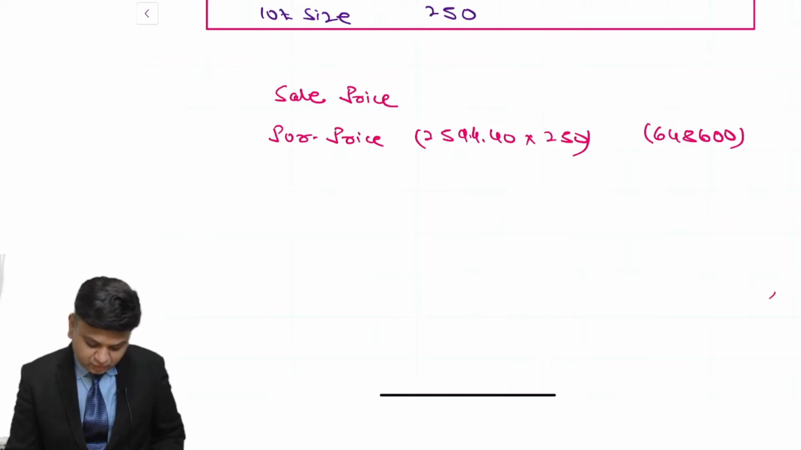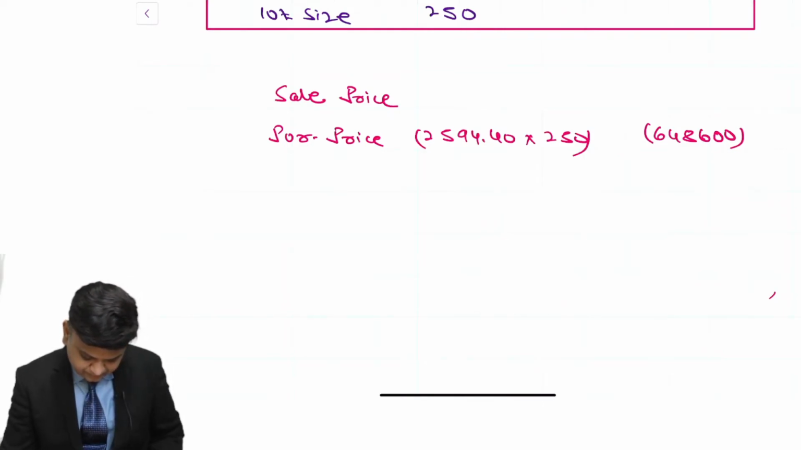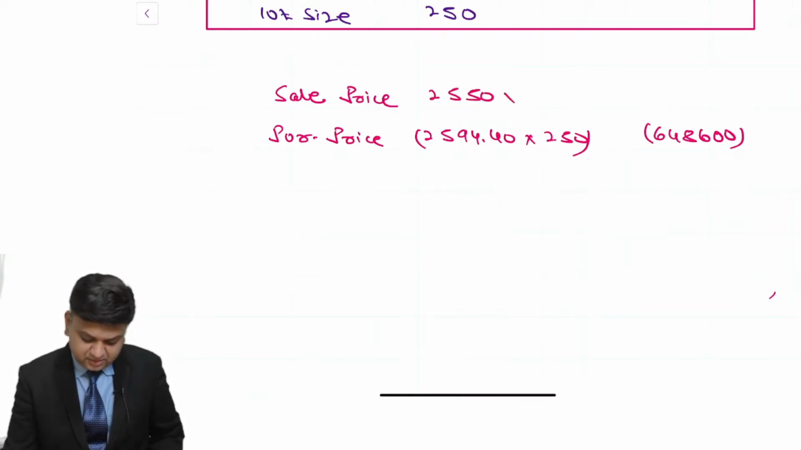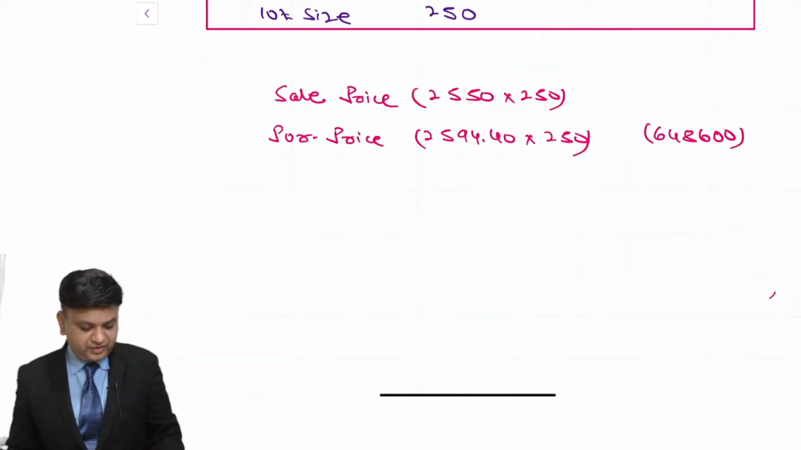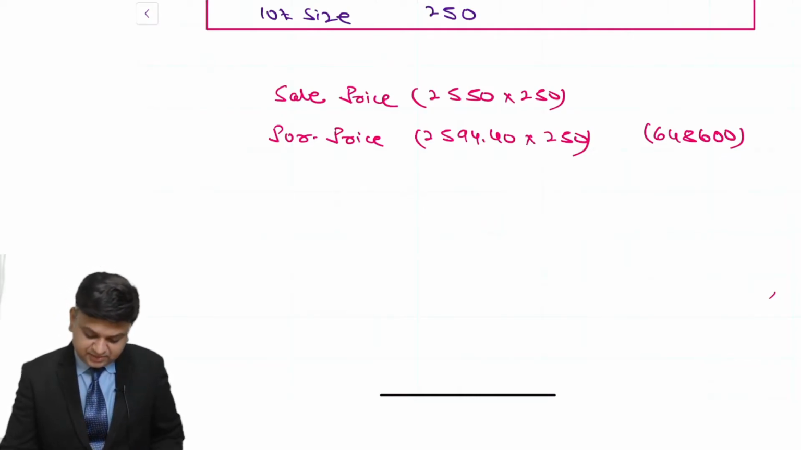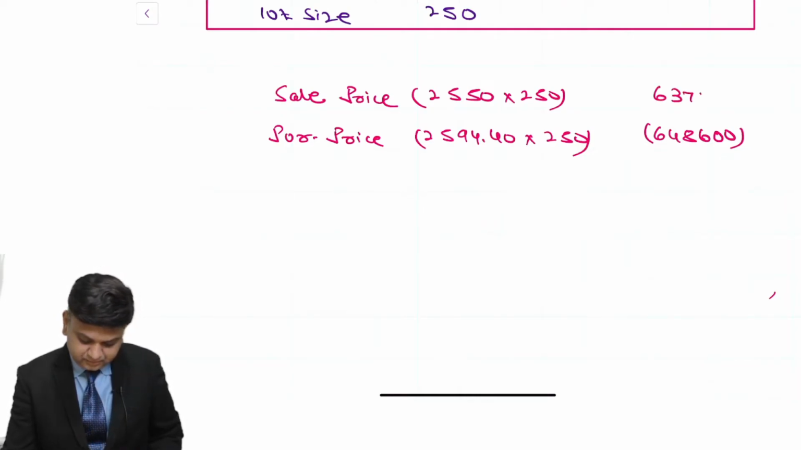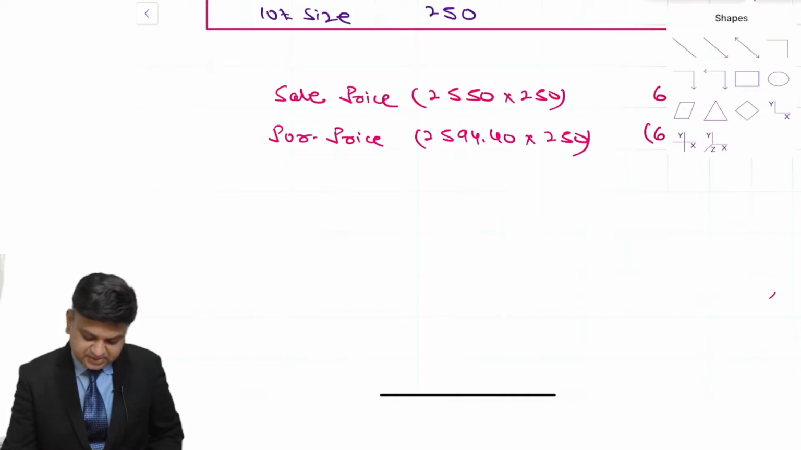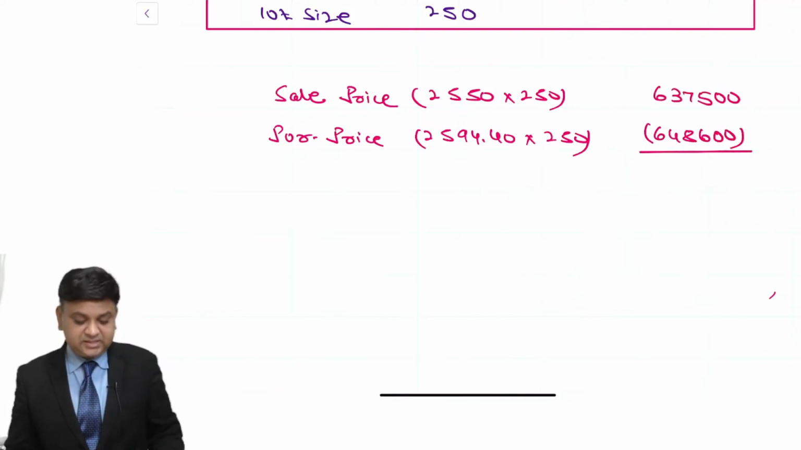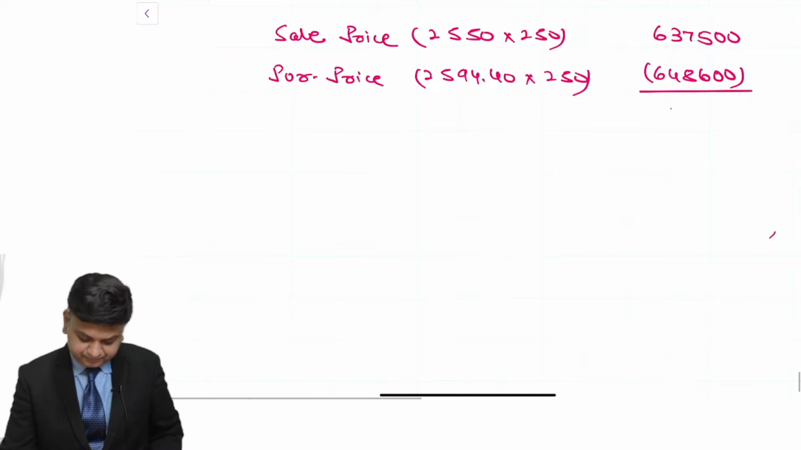So what will happen? 2550 is the price at which you will enter into the transaction for sale, again into 250 shares. So 2550 into 250, that comes to 6,37,500. That is the sale price. So the difference of that is a kind of loss that you have. So the amount of the loss that you will have is 11,100.